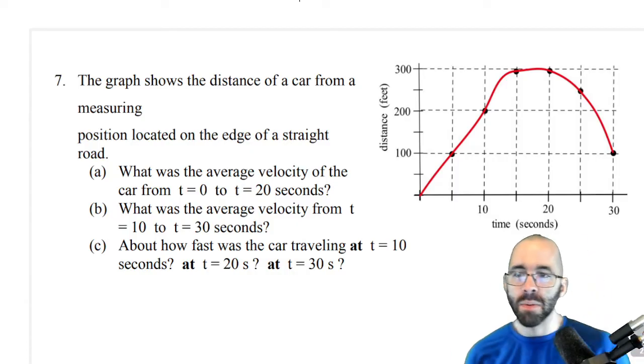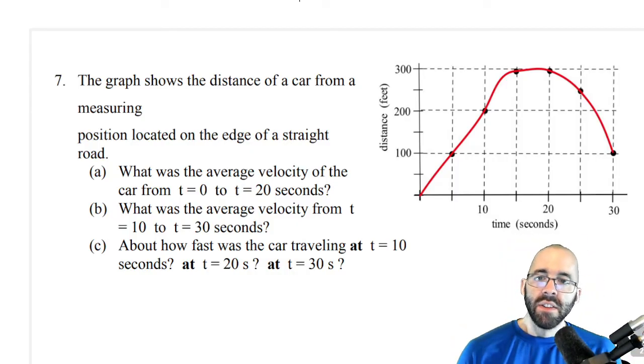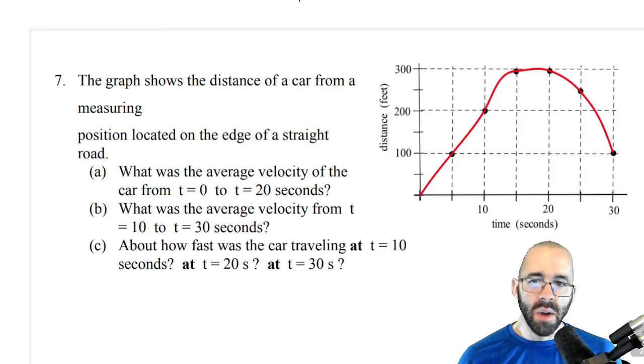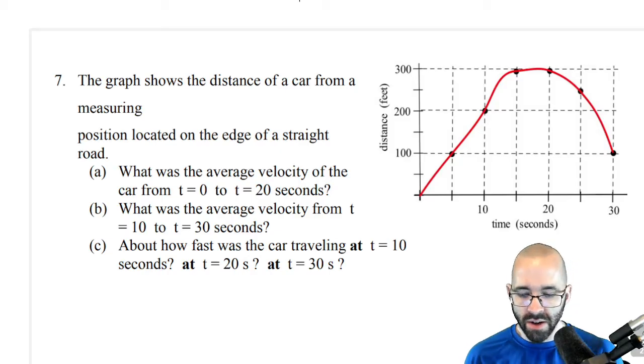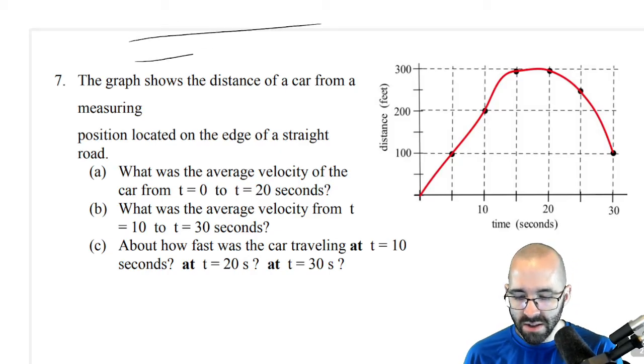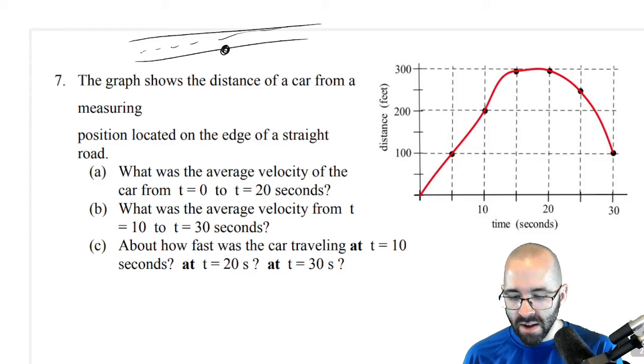Let's do another homework problem. This graph shows the distance of a car from some measuring position located on the edge of a straight road. All right, so there's a straight road. There's some measuring position at the edge of that straight road. So I don't know, maybe we have a road that looks like this. And then at the edge of the straight road is some measuring position. We're finding the distance of a car to that point at any given time.